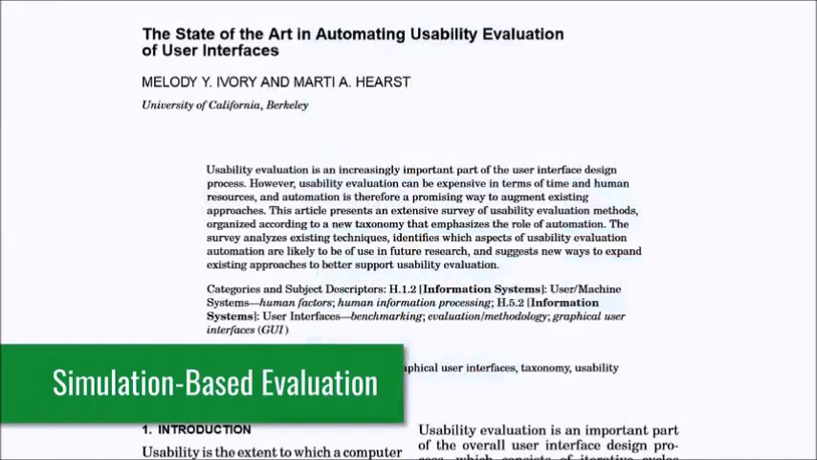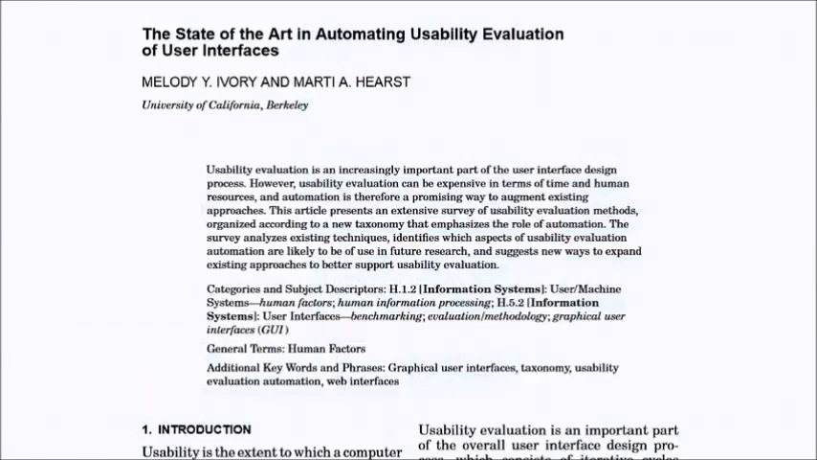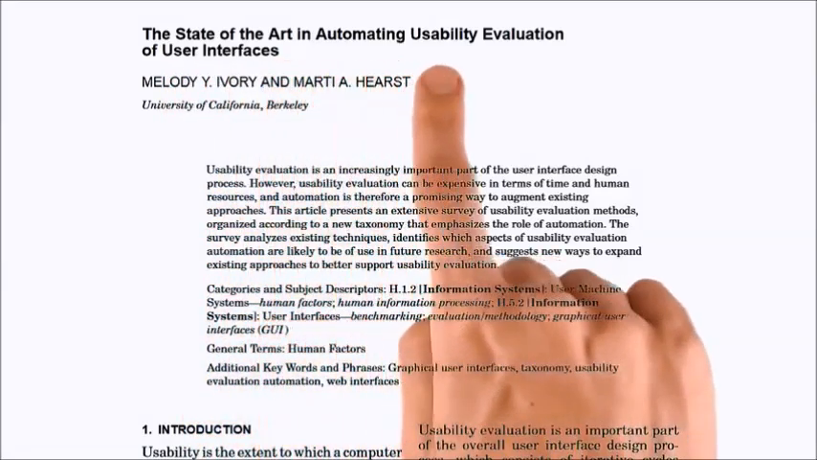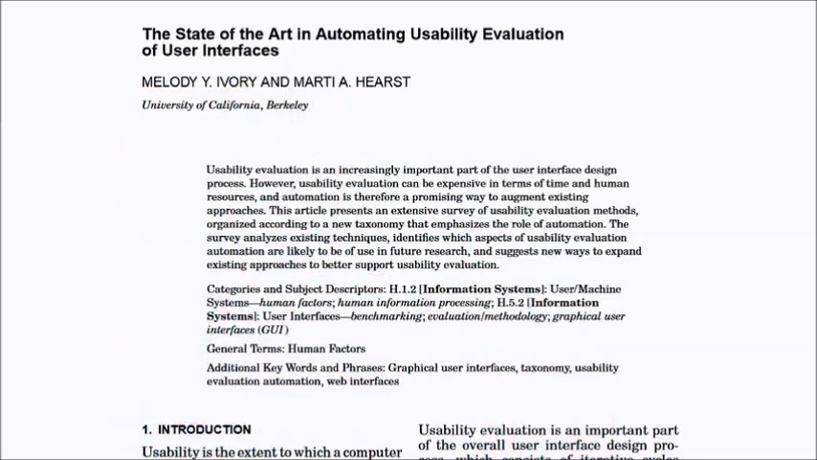At that point, we might construct an artificially intelligent agent that interacts with our interface in the way that a human would. Melody Ivory and Marty Hurst actually did some research on this back in 2001 on the state-of-the-art in automating usability evaluation of user interfaces. And that seems like an amazing undertaking given how flexible and varied user interfaces can actually be. Can we really evaluate them automatically?